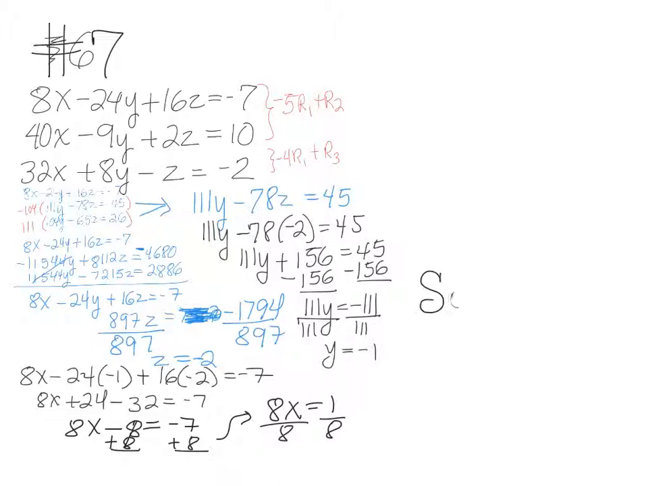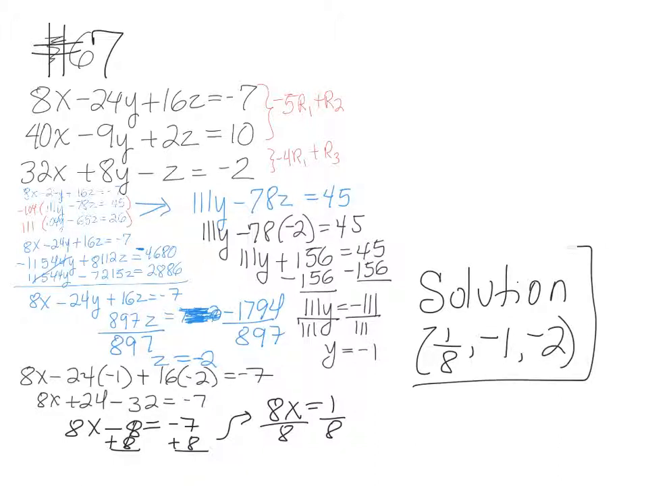So the solution, first the x, which is 1/8, then the y, which is negative 1, then the z, which is negative 2. And we did it. That was number 6. So number 5 is pretty much the same idea as number 6. Okay? And now the next set of problems, which is numbers 9 through 13.